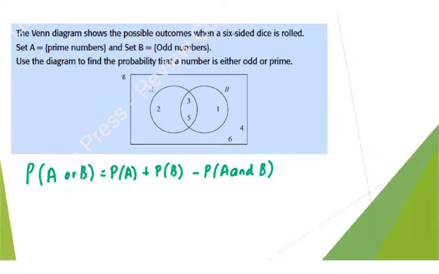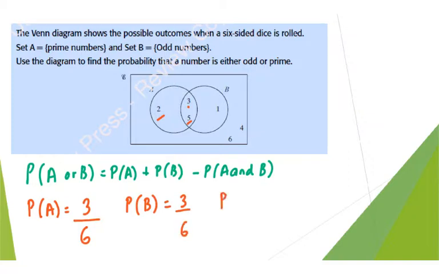So we are going to calculate the probability of A. We have 3 elements, so 3 out of the total 6. The probability of B is also 3 out of 6. And to calculate the probability of A and B, we have 2 elements, so it will be 2 out of 6.